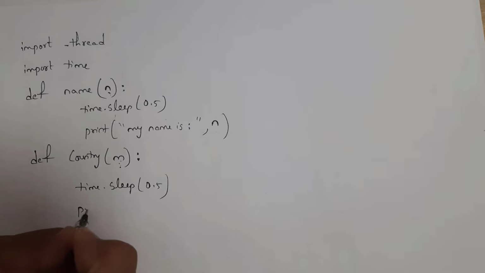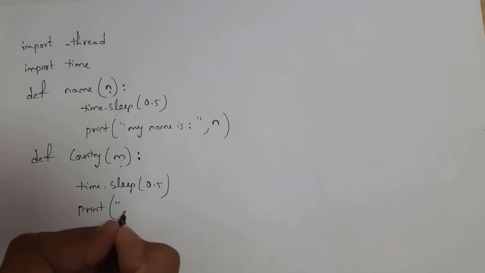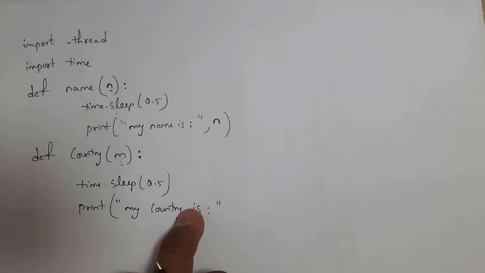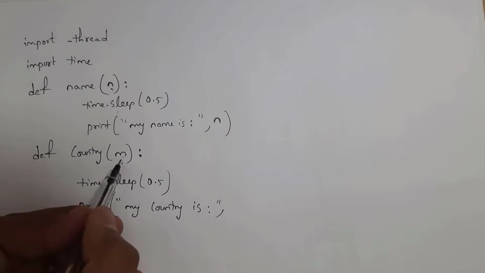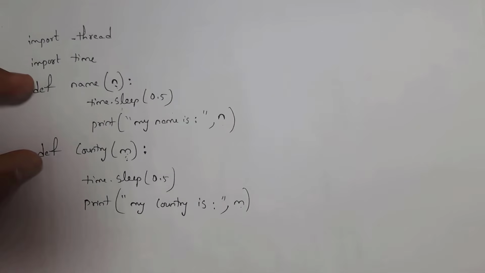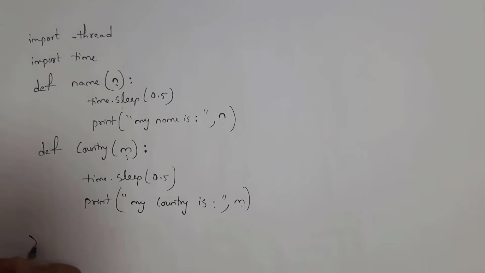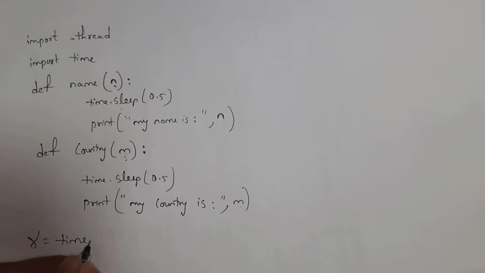Next write here print. Inside print function I am writing statement like my country is, give colon, where my country is string. So take quotations comma, here give parameter, that is m. Now I want to execute these two functions, that is name and country. But before that, write here r equal to, you can take any variable name. I took here r equal to time, which is module name dot time method.